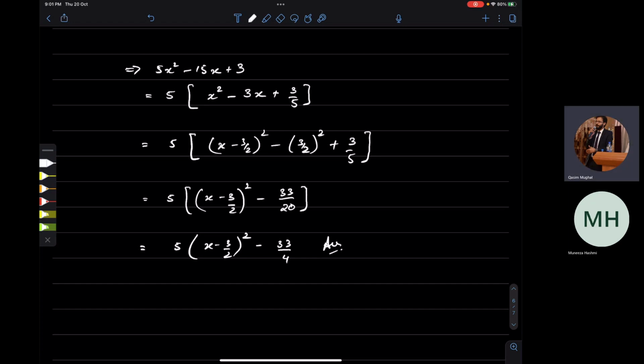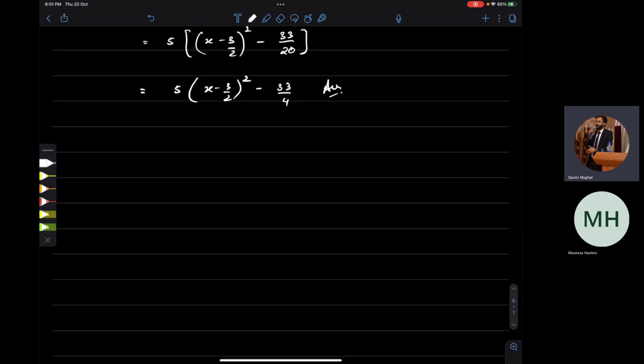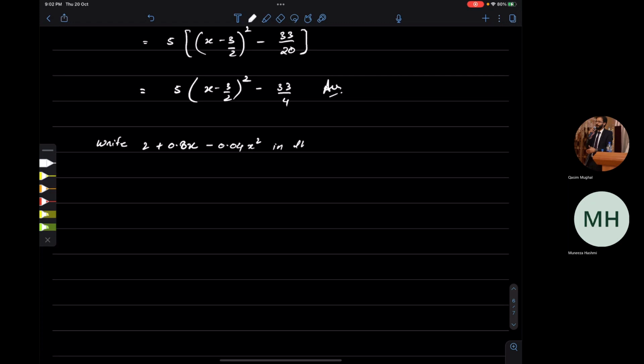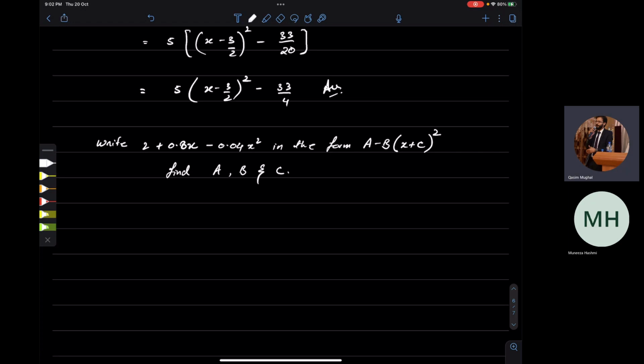Now there's a question which came in an exam. It was of 3 marks. The question is: write 2 plus 0.8x minus 0.04x squared in the form capital A minus capital B times x plus c whole squared. Find A, B, and C. All right, do it and send it to me. Okay.